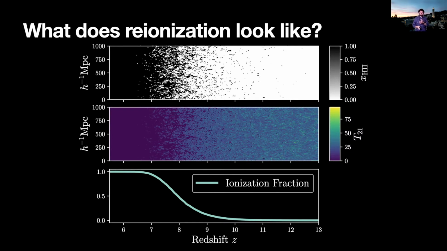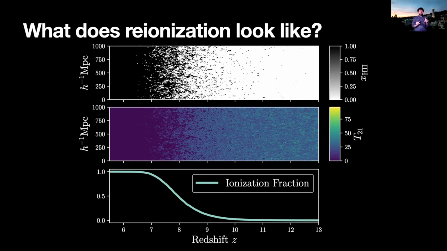So on the x-axis here, we have redshift. And on the y-axis, it's the position in your volume. So the top panel here is just the ionization fraction. So on the right, we have a totally neutral universe. On the left, it's totally ionized. And the middle panel here is the corresponding 21 centimeter signal.